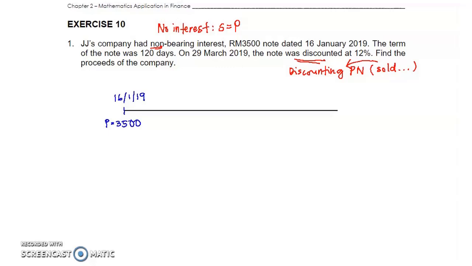At the end here, the date we call the maturity date. From the question, there is no maturity date given, so you leave it first. Then we know that the respective value here must be value S. Since there is no interest, the interest rate is 0%, so value S is also equivalent to value P, which is 3,500.